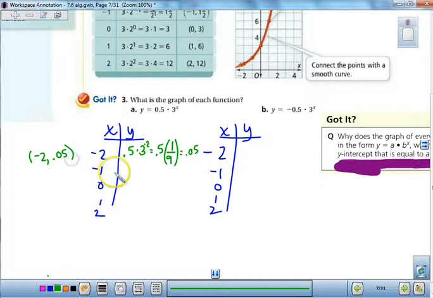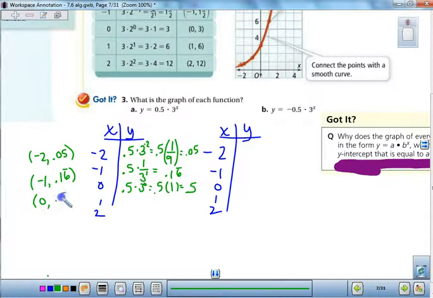-2, 0.05. When you put in -1, we have 0.5 times 3 to the -1, which is the same as 1 over 3 to the first. So 0.5 divided by 3 gives us 0.1 with a 6 repeating. So our second ordered pair that you're going to plot on your graph would be -1 and 0.16 repeating. When we plug in 0, we get 0.5 times 3 to the 0, which is the same as 0.5 times 1, which gives us 0.5. Our y-intercept is 0.5.